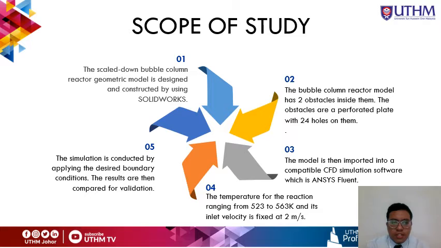Next, moving on to the scope of study, the scaled-down bubble column reactor is designed and constructed by using SolidWorks. The bubble column reactor has two obstacles inside them. The obstacles are perforated plate type with 24 holes on them. The model is then imported into a compatible CFD simulation software, and in our case, ANSYS Fluent.